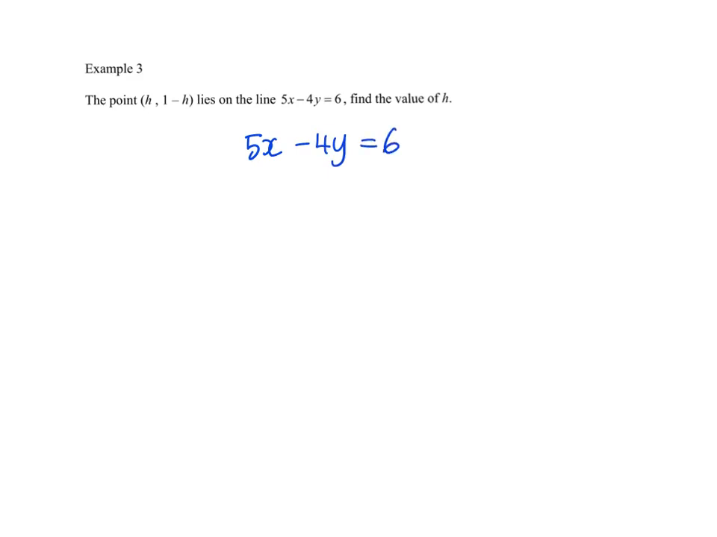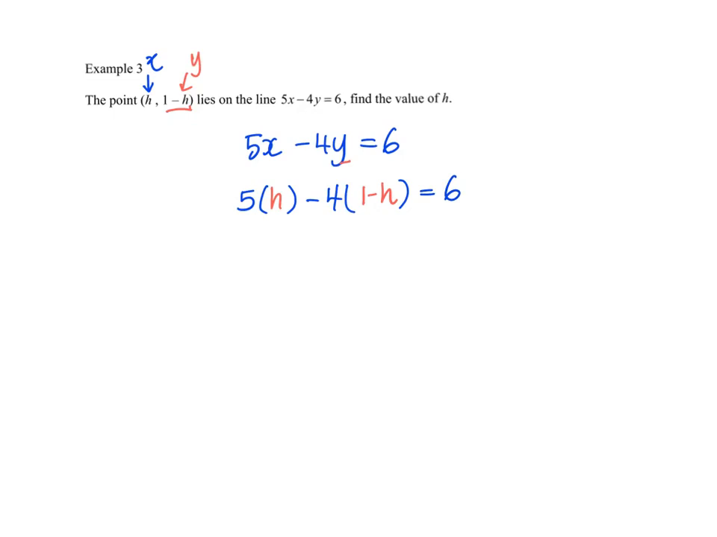This part over here tells me that x now becomes the letter h. So I have 5 times h, minus 4 times the y value, which now becomes 1 minus h, and it equals the number 6.